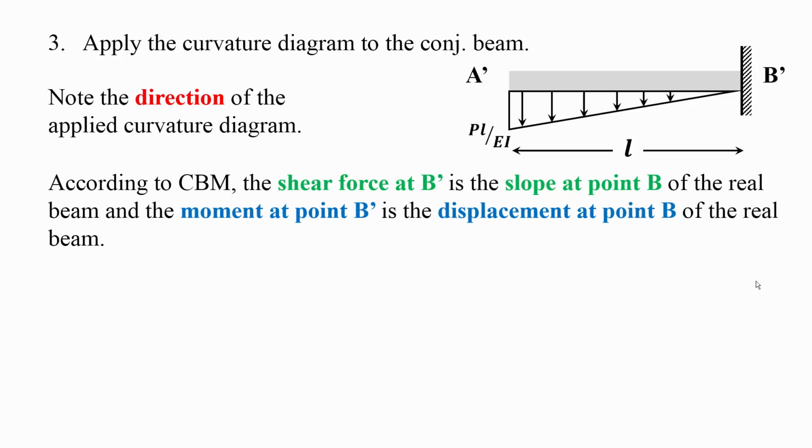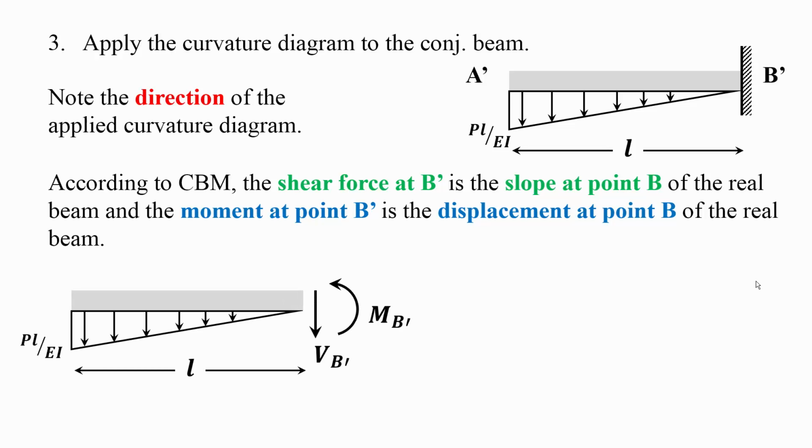And the moment at point B prime in the conjugate beam will basically be the displacement at point B on the real beam. Meaning I need to solve for the shear force and the moment, right? So let's solve for the shear force first.